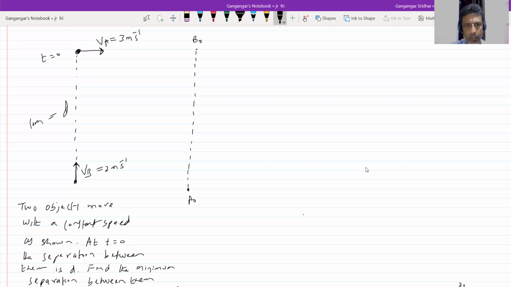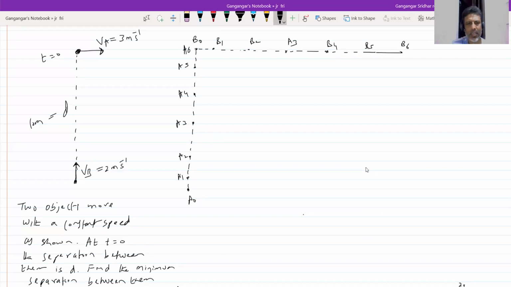A0, B0. A1, B1. Next, A2, B2. This will be A3. Rough diagram, not up to the scale. A4, B4, A5, B5. Finally, A6, B6. Just some time intervals, we assumed it.